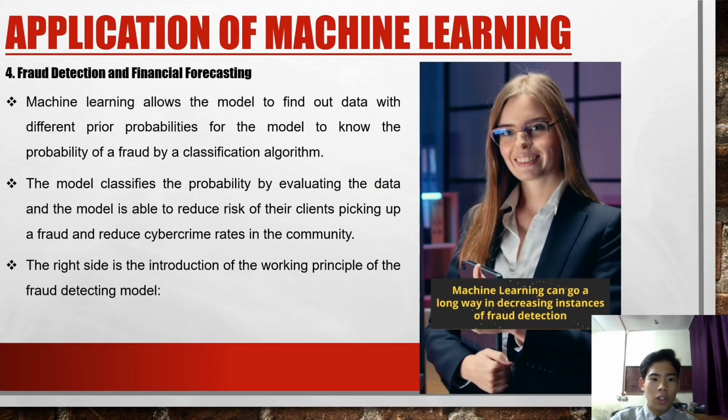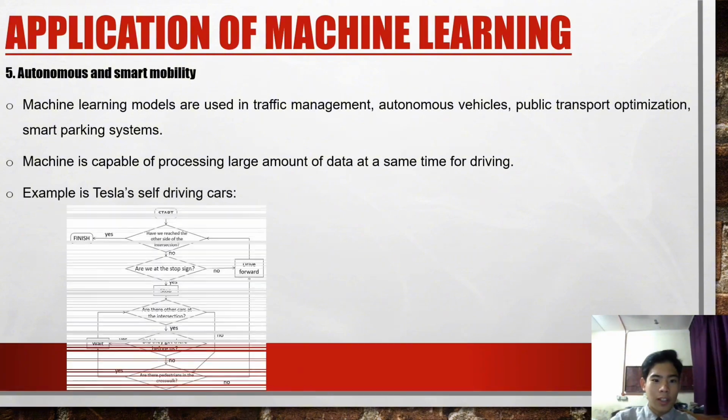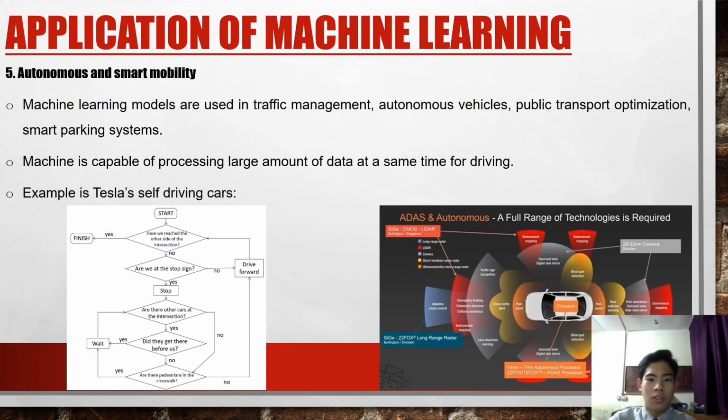Okay, so next up, we also have the autonomous and smart mobility. One of the examples is Tesla self-driving cars using machine learning models.